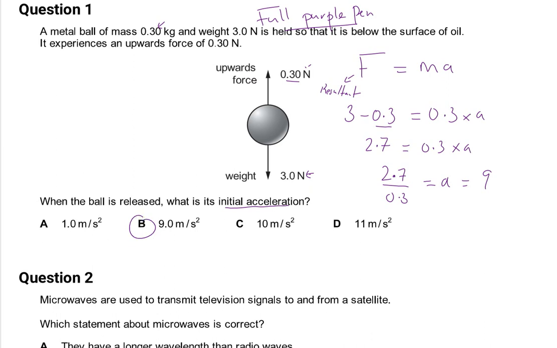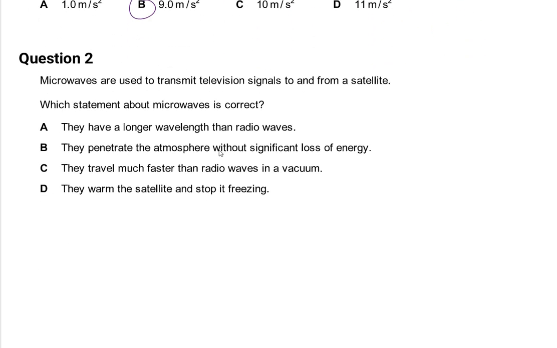Again, if you don't know it, now you do know it. Make sure that it is indeed fixed up. Now let's move to the next one. Microwaves are used to emit the TV signals from and to satellites, and satellites are located in orbit. Now the question is, which one is correct?